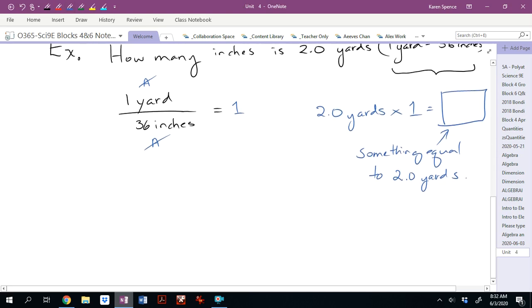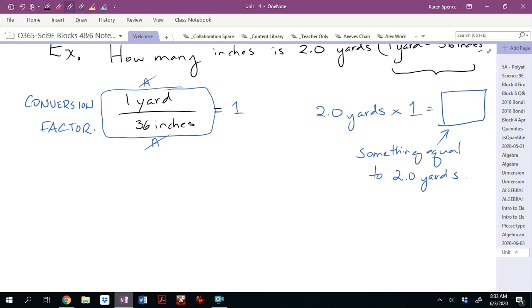Now, this doodad here, where we take two things that are equal and we write them one on top of another in fraction form, that is called a conversion factor, because we use it to convert from one unit to another. And actually, a conversion factor can be written two ways.